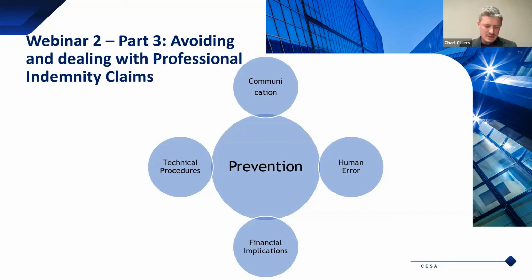Lots of these that I'm going to be discussing are taken directly from the practice notes, and you can also read further there. So let's start with effective communication. The reason I've decided to illustrate this in a Venn diagram is because there's lots of overlap between these 4, and you'll see as I go through them that some of them are linked to each other.